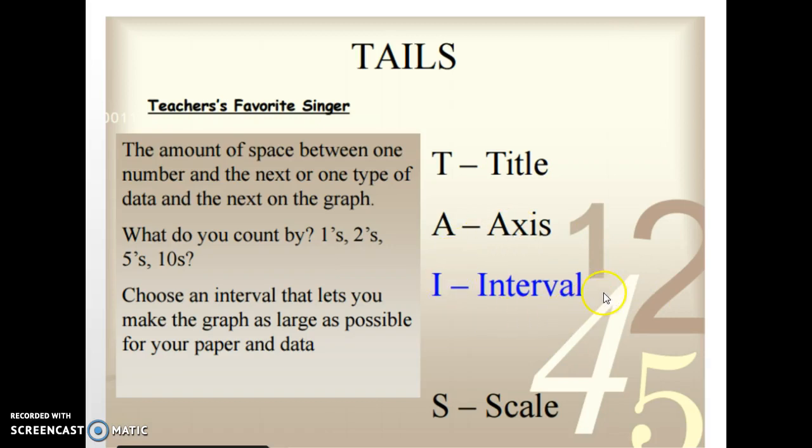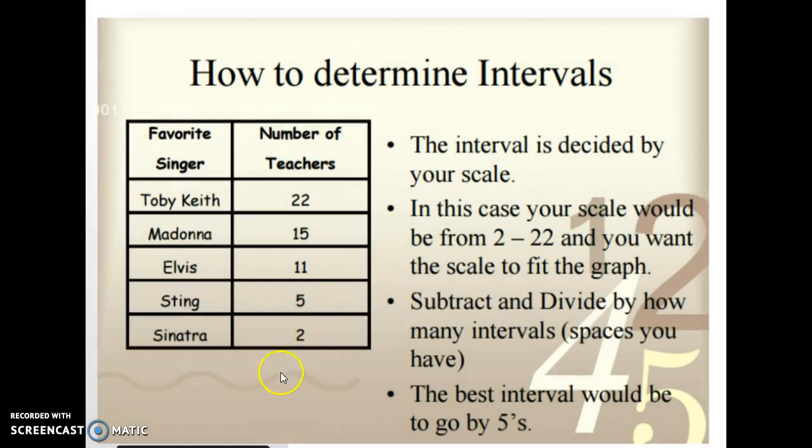All right, the I stands for interval, and that is basically figuring out what we are going to count by on our axes. Are we going to count by 1s, by 2s, by 5s, by 10s? You're going to want to pick an interval that makes the most sense for the data that you have. So in this case, we aren't going to want to count by 10s because our lowest number is 2 and our highest number is 22. That's not going to give us the best information.